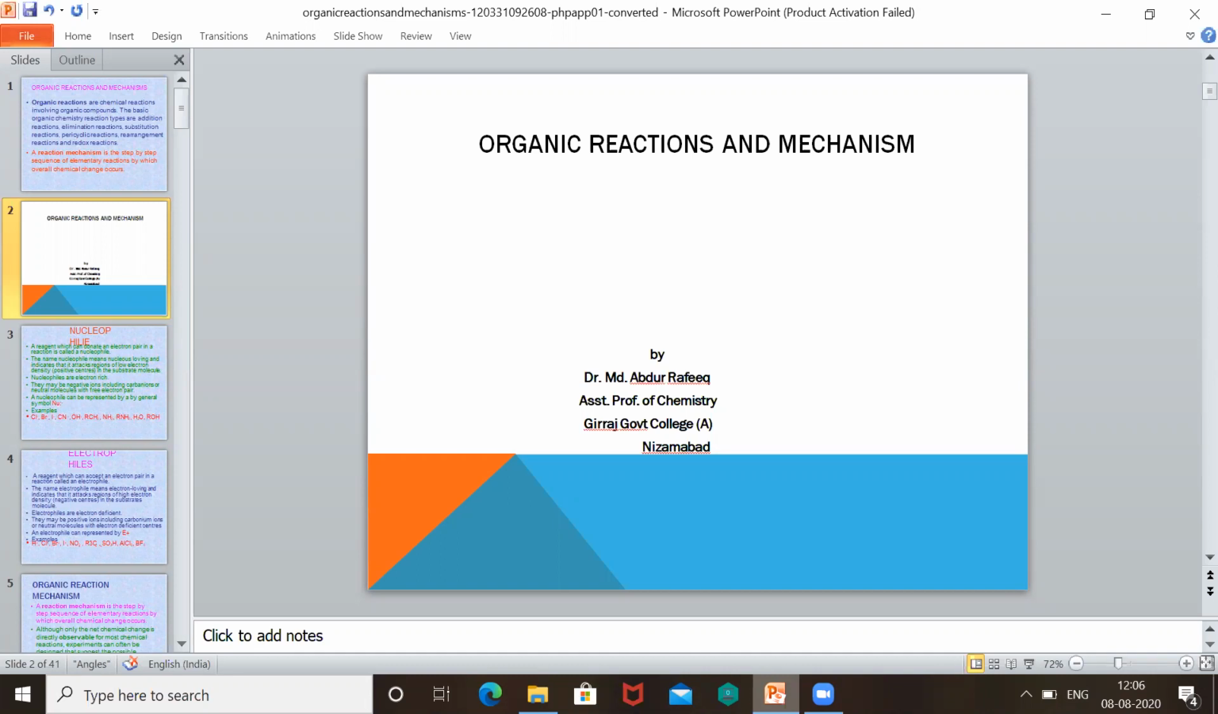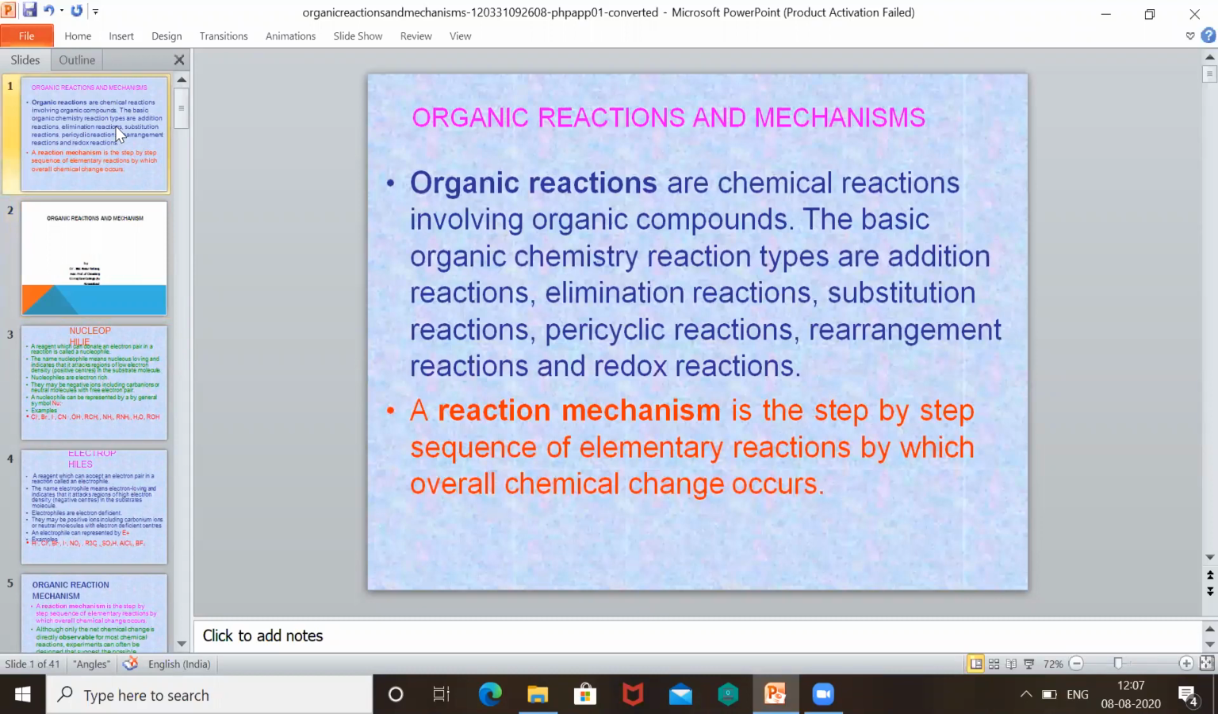So today we'll be learning organic reaction mechanisms. It is regarding how organic reactions take place. We know reactions are initiated by reagents. Organic reactions are chemical reactions involving organic compounds. In lower classes we have learned organic reaction types: addition, elimination, substitution. And how the reaction occurs, in those steps, that is called the mechanism.